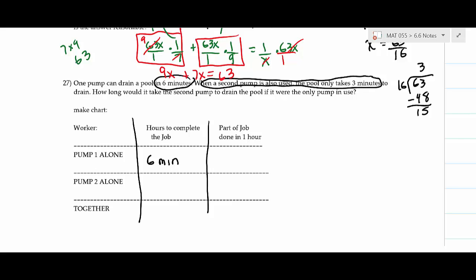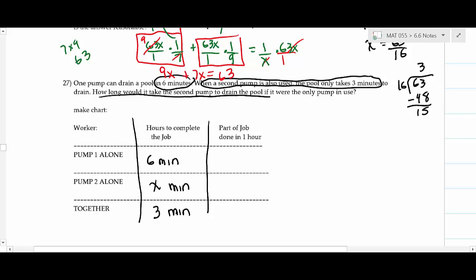Why would it go in the bottom? Because it's both of them together. That's what it's really implying. It says when the second pump is also used, then that's going to happen. And then the question is how long would it take the second pump if it was the only one? So you got to read that carefully. Don't always assume any setup like the first problem. Does that make sense to everybody?